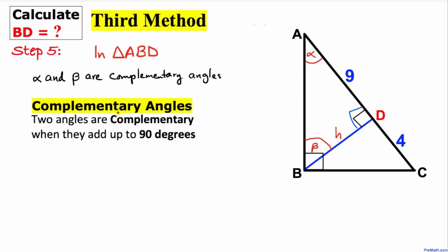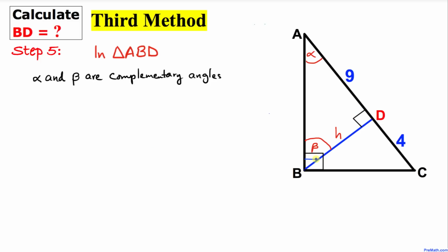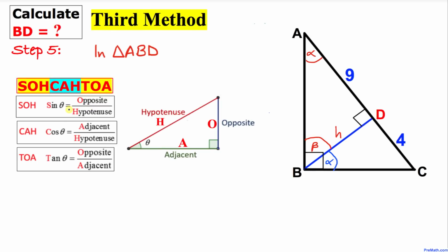And here's the definition of complementary angles. Two angles are complementary if they add up to 90 degrees. And here one more thing, this angle is 90 degrees and this is beta. So that means this angle is going to be the complement of beta, which is going to be alpha. And now let's focus on our trigonometric ratios, sine, cosine, tangent. That's what we call SOHCAHTOA. And we are going to focus on this angle alpha.